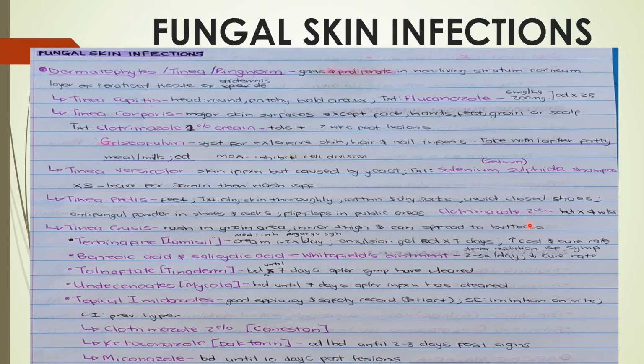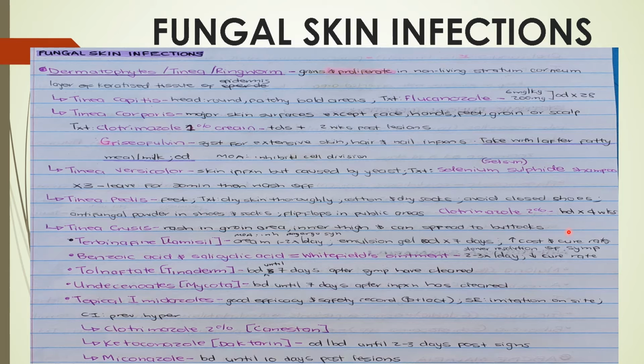So different areas might require different strengths of medication. Then we've got tinea cruris. This is the rash that is in your groin area, in the inner thigh, and it can even spread to the buttocks. There are different treatments that you can use. You can use terbinafine, also known as Lamisil. That is a cream that is used once or twice per day.